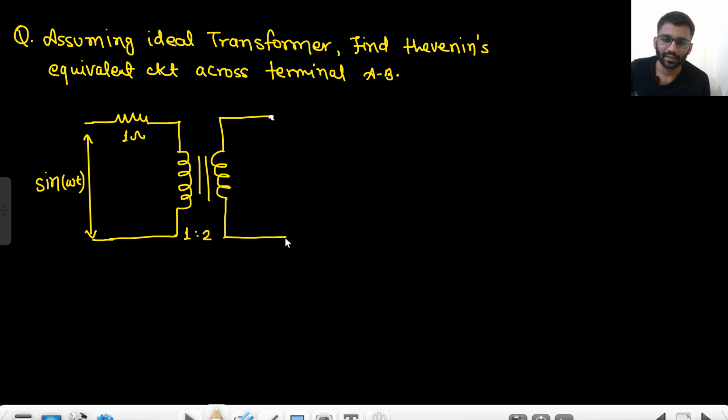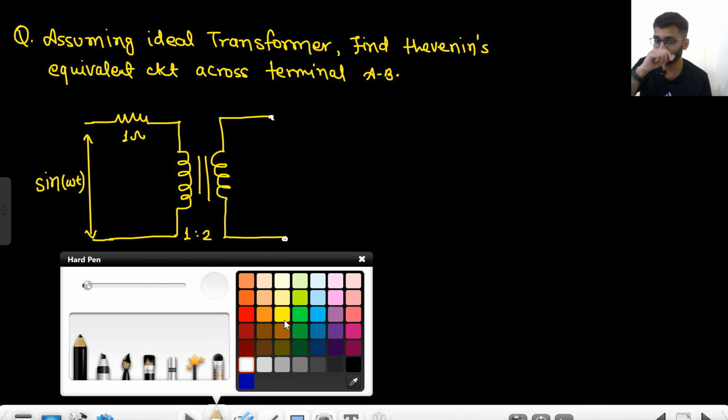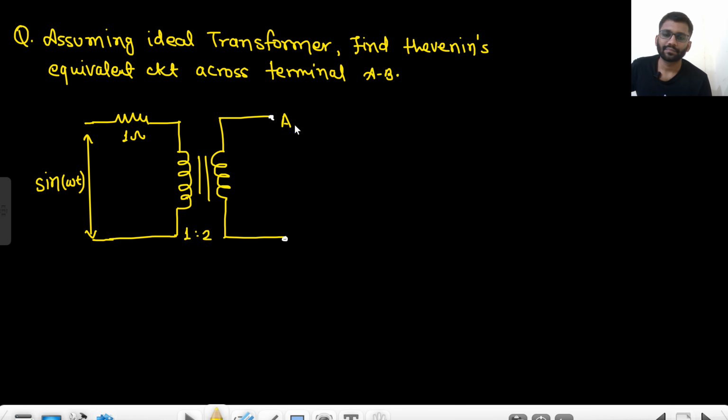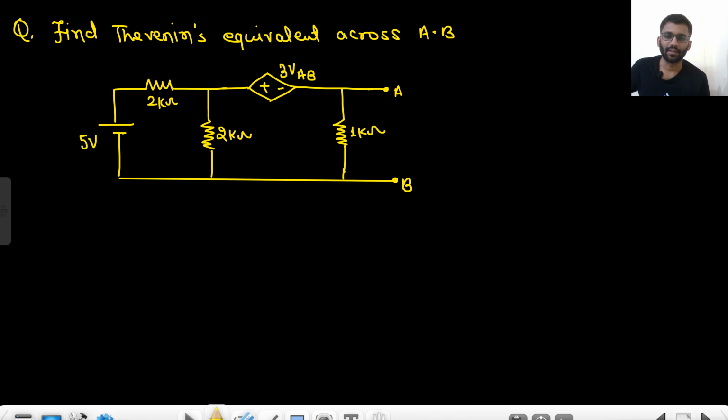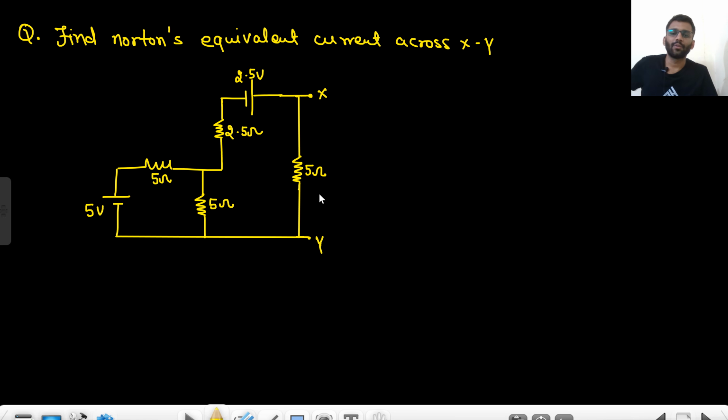These are AB actually. In the previous question I marked AB. Yeah, AB is marked. In this question you have to find the Thevenin equivalent across X and Y. Sorry, the Norton equivalent across XY. In this question also I will give you a very interesting concept. Okay.